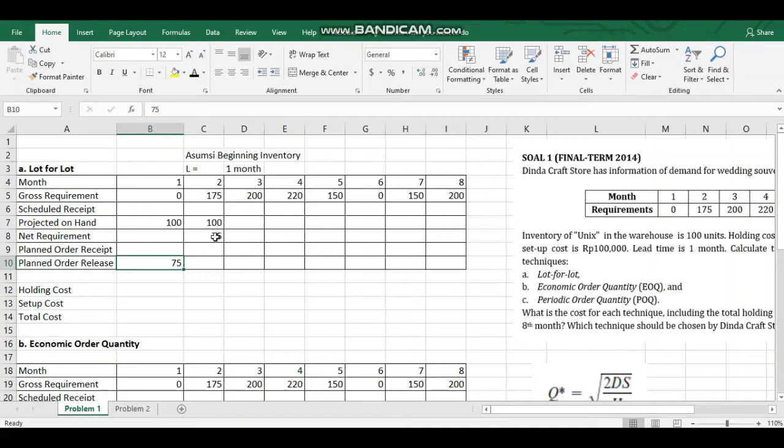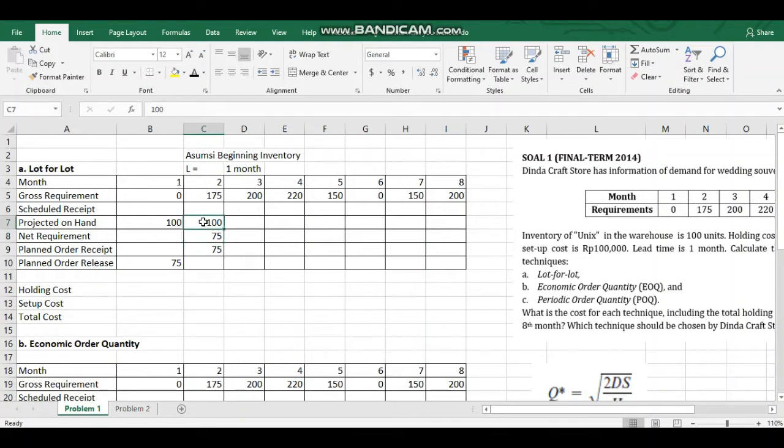Next, because we placed the order at the first month, this order will arrive at our place at the second month, and we're going to write it at the planned order receipt.